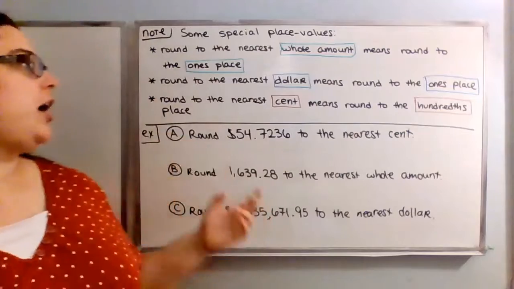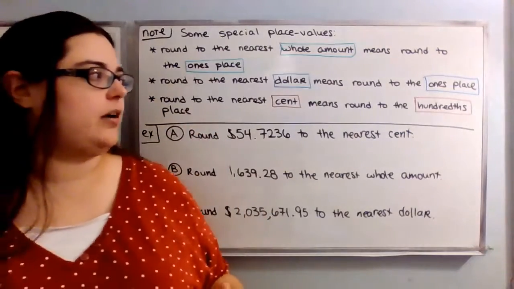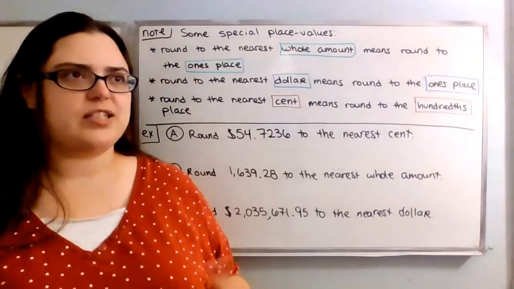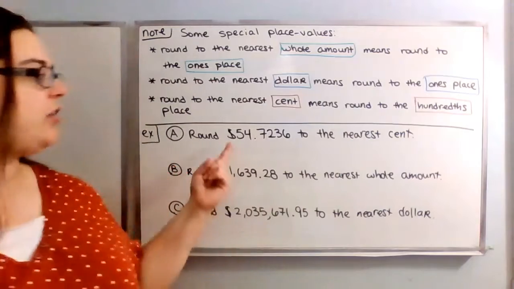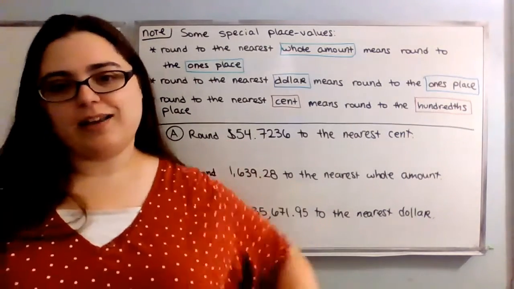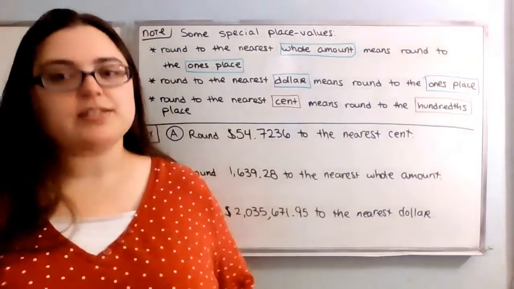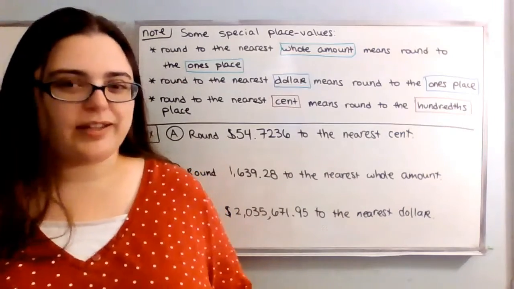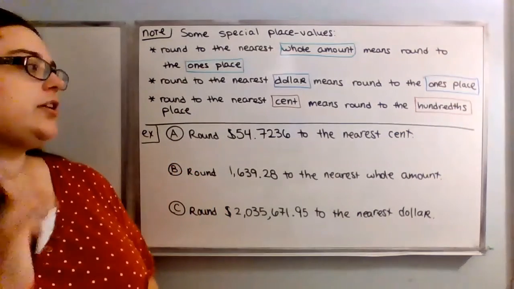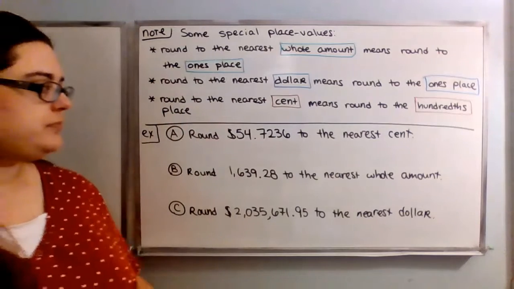Also I should comment that this means that the denomination sign we're using is the dollar sign. If you have a cent sign, that means you're going to round to the nearest ones place, but I'm not going to do anything tricky like that. So let's work through some of these examples.